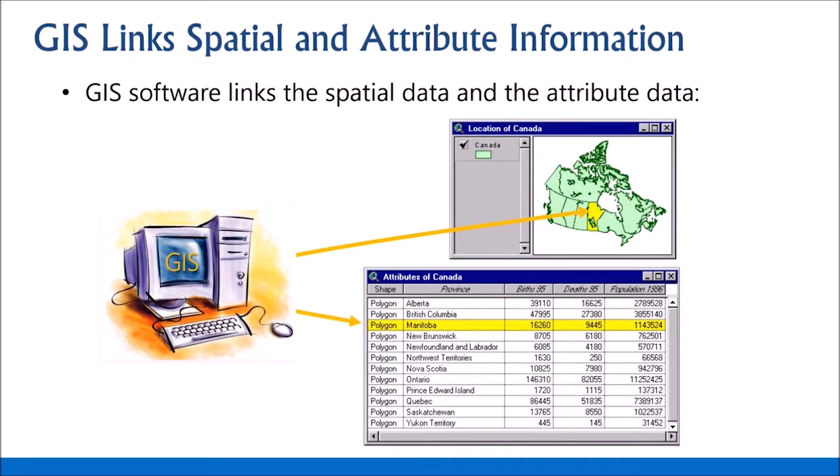Now the location and attribute information is stored inside your computer. And a GIS software links the two types of information together. It uses a map to display the location information and a table to display the attribute information as shown. Now there is a constant link between the location and attribute information. For example, when Manitoba is highlighted on the map, as shown in yellow, it is also highlighted in the table. Now this is the most basic function of the GIS software.